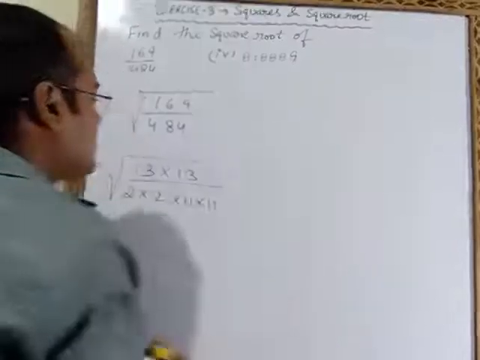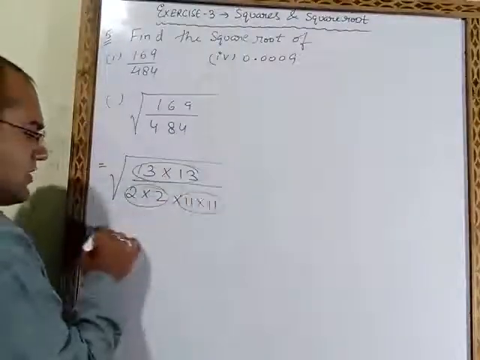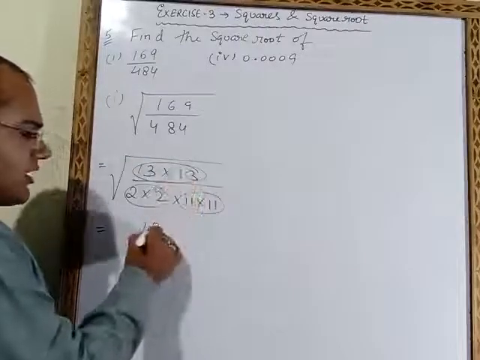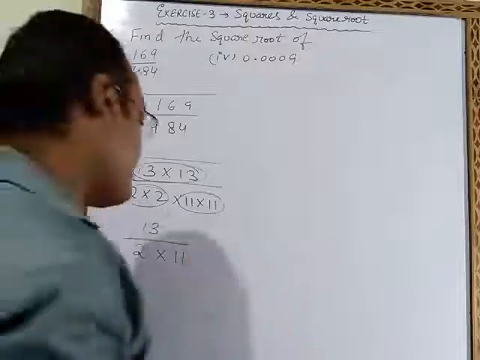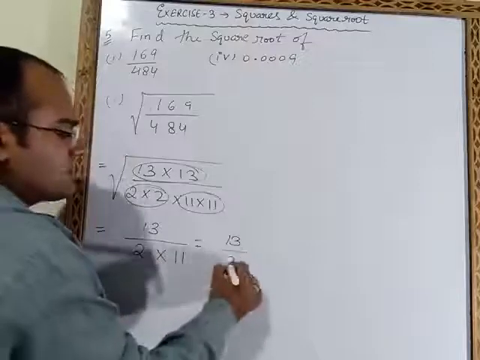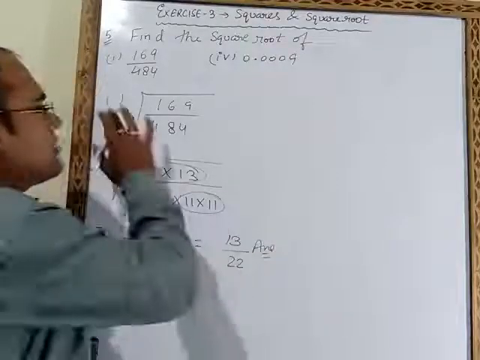Now these two numbers we have to take a single time. We will remove this square root. 13 upon 2 into 11. One time we have to write. Now 13 upon 2 into 11 is 22. So this is your final answer of this first part.